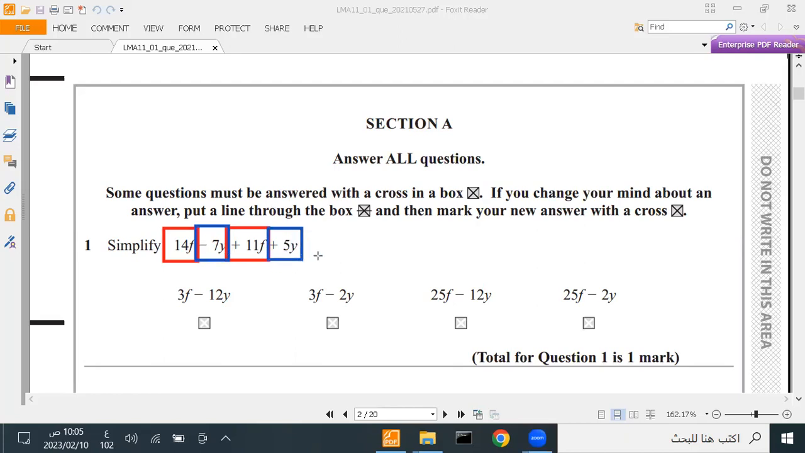Minus 7y plus 5y. When I calculate this, -7 plus 5 is going to be -2. So the answer is going to be the last one. Yes, that's it. Do you understand the idea? Okay, good. Let me pause this for a second. That's it for question 1. As we said, the answer is the last one.